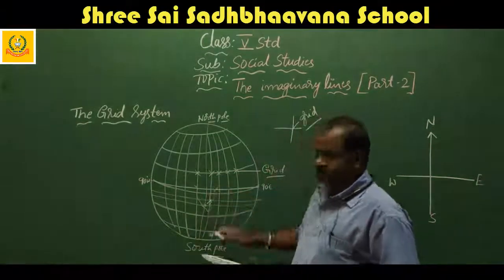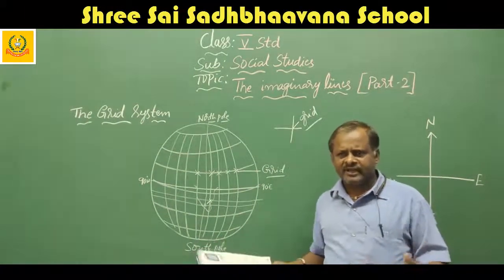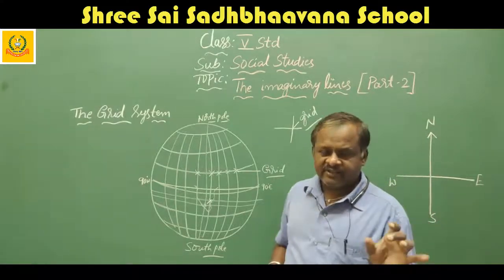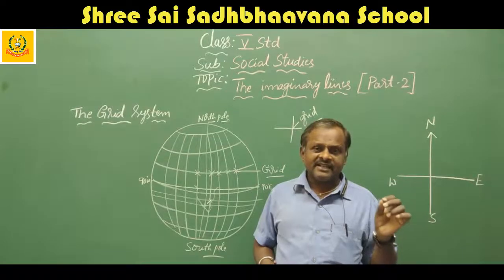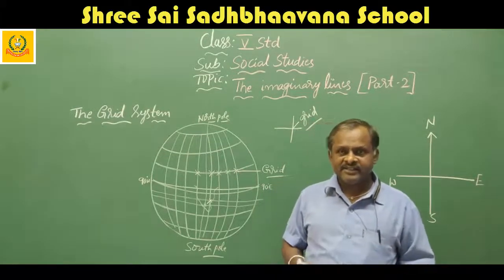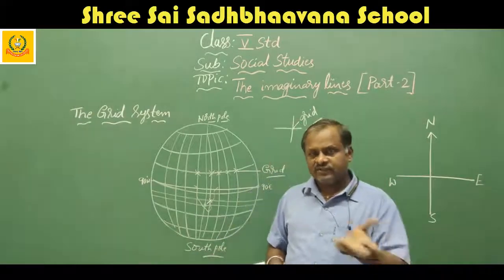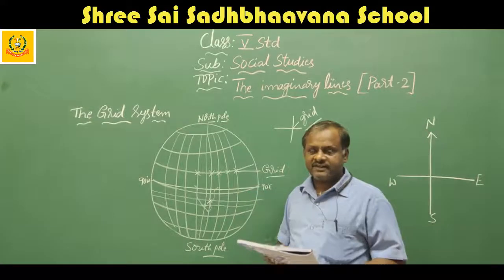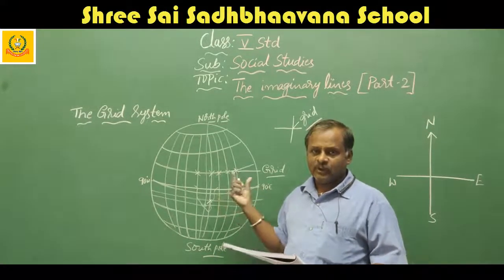So this is the grid point of our Bangalore. For every village, for every state, for every place, there is a grid point, which is measured in degrees and minutes. When you go to the higher classes, you will understand very well. That means by this grid system, it is easy to locate places on the earth or on the globe.